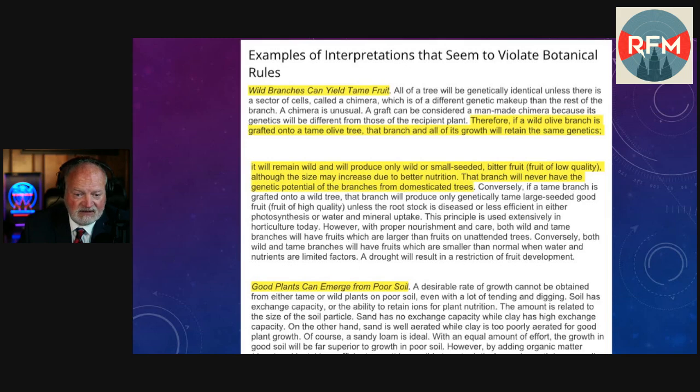And the second violation in Jacob chapter 5 of botanical rules is that good plants can emerge from poor soil. So those are the two, and that's why I put them in that list before that had the two things in the parable that do not happen. And now I am citing an individual who is a faithful member of the church and a professor of botany and range science at BYU who says exactly the same thing. Don't take my word for it. Take his word for it. He would not be saying this unless it were absolutely true, because it would be against his interest to say it as a believing and faithful Latter-day Saint.